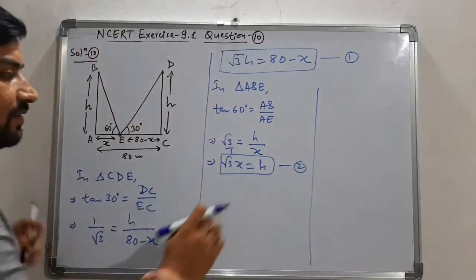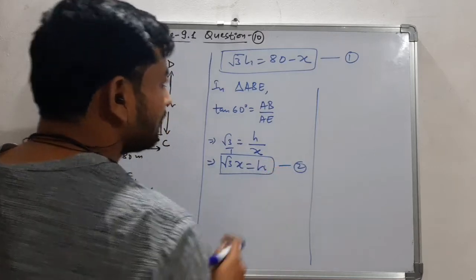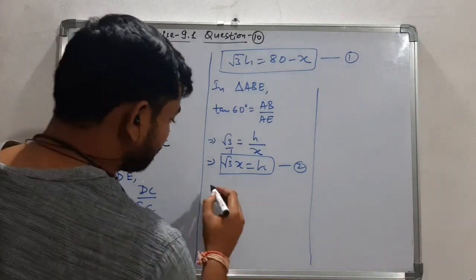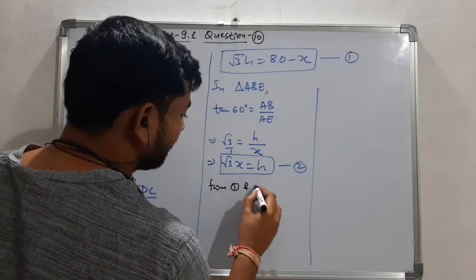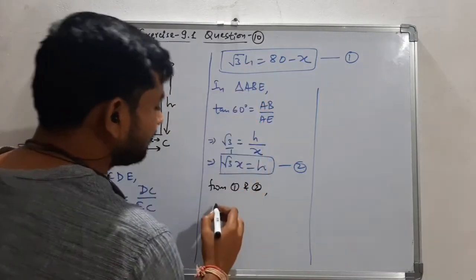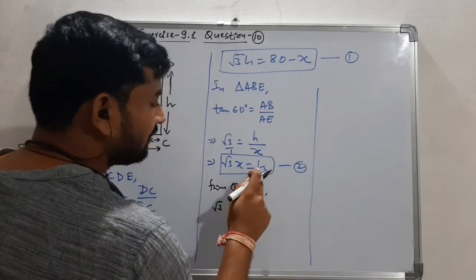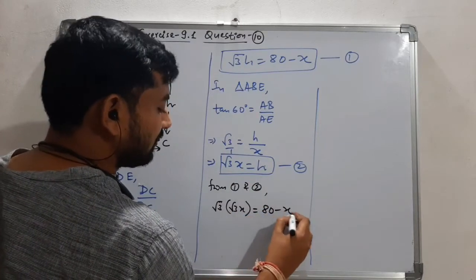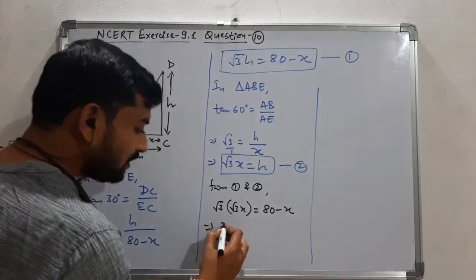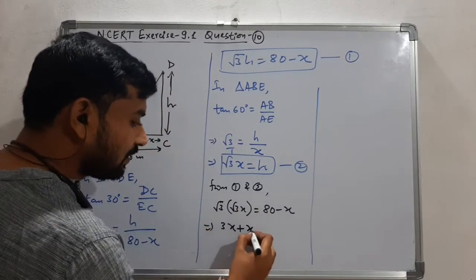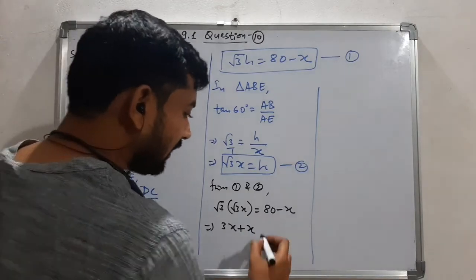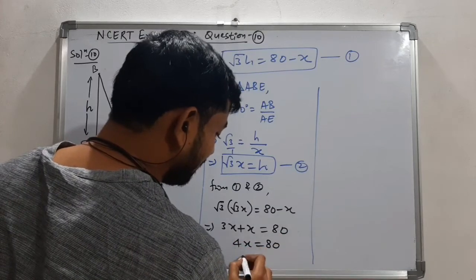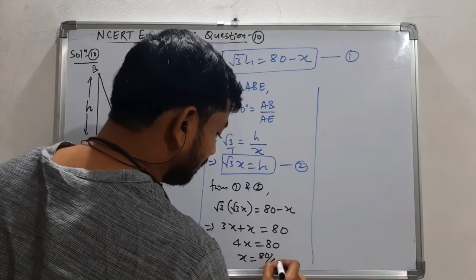Now from first and second we can eliminate h and get the value of x. So here I am using the first and second equation. From first and second, here root 3h is given. So in place of h I am writing this value root 3x. So root 3x is equal to 80 minus x. So root 3 multiplied with root 3x will be 3x. This minus will become plus here. So this becomes 3x plus x equals 80. So 4x is coming out to be 80. So x is 80 upon 4, that is 20.